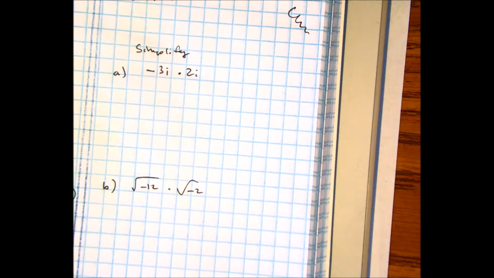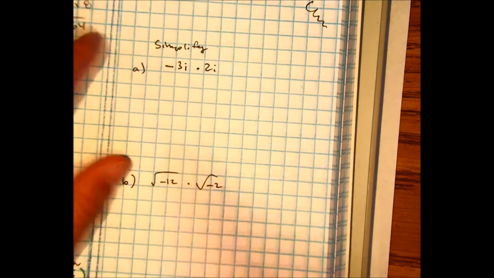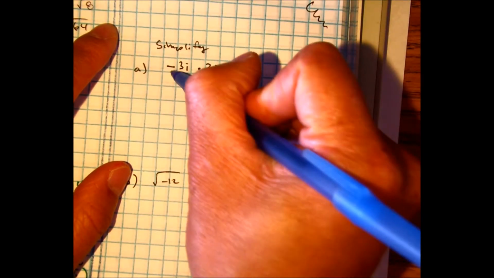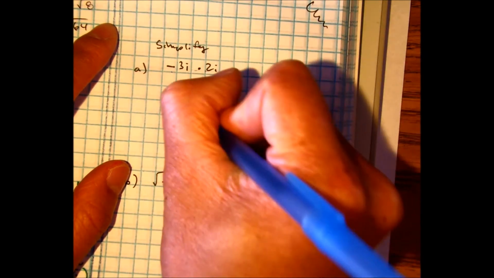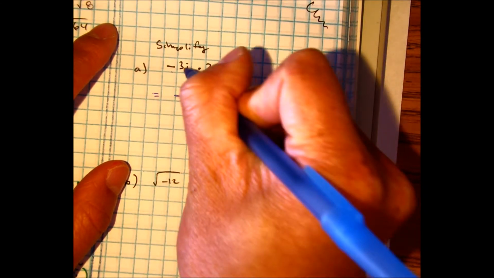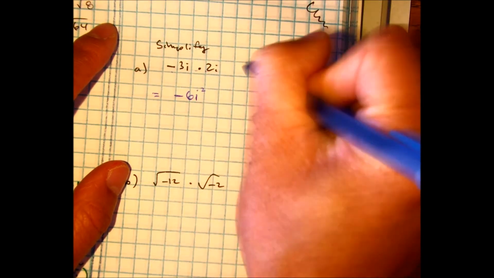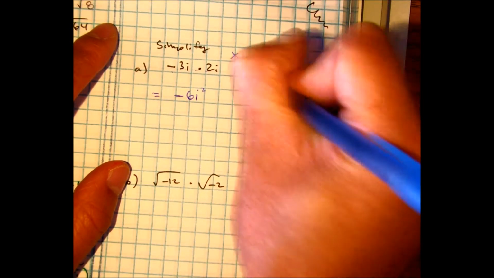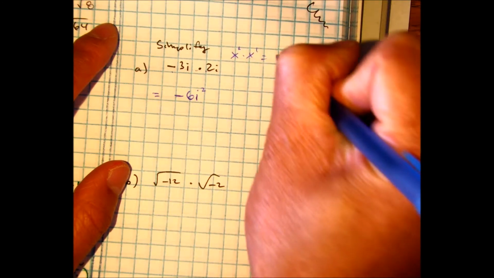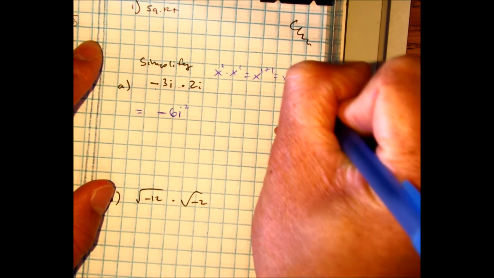In this problem, they asked us to now multiply. Pay attention. So negative 3 times 2 is what? Negative 6. I times I is I squared. Remember, when you're multiplying with the same base, you are adding those exponents. 1 plus 1 gives you I squared.